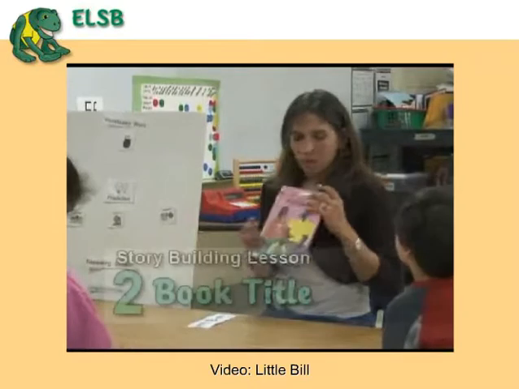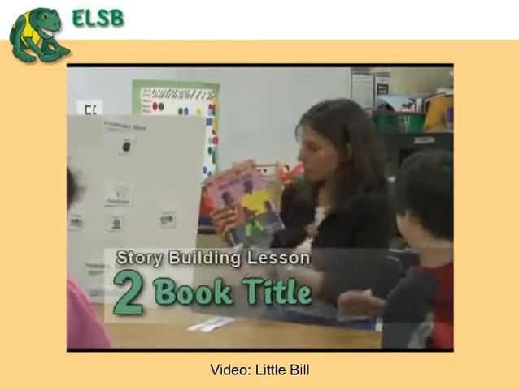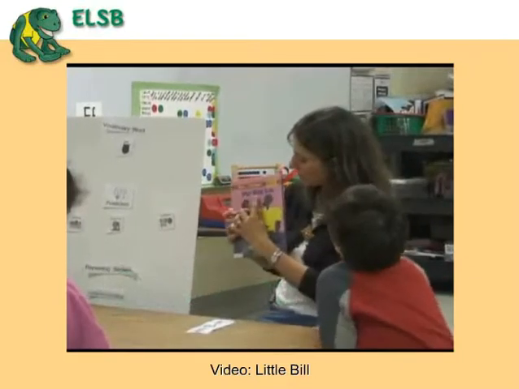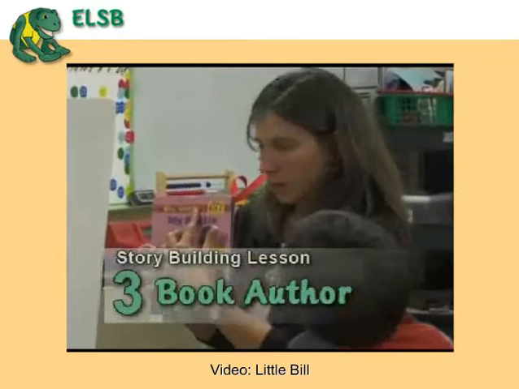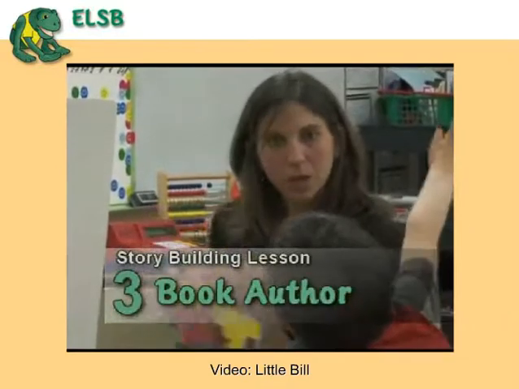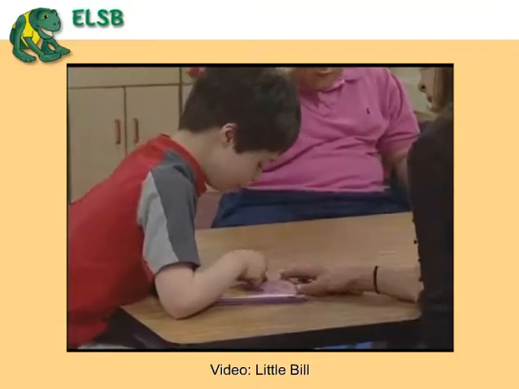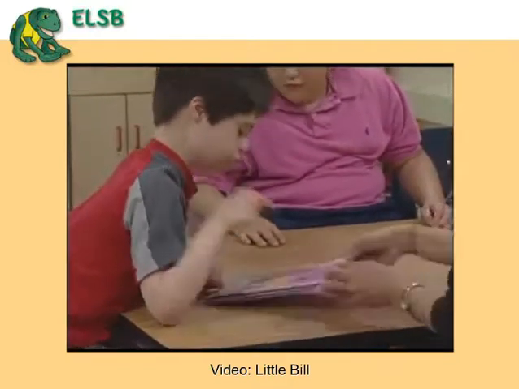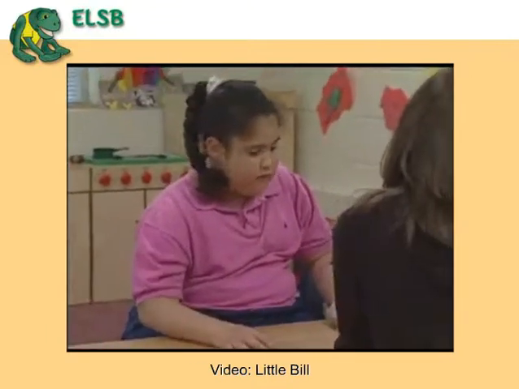Okay. We need to find the title and the author of our story. Watch. The title of our story is My Big Lie, and it's written by Bill Cosby. He's our author. Okay, you ready? Can you find the title? My Big Lie. Good job. Can you find the author? Bill Cosby. Can you find the title?